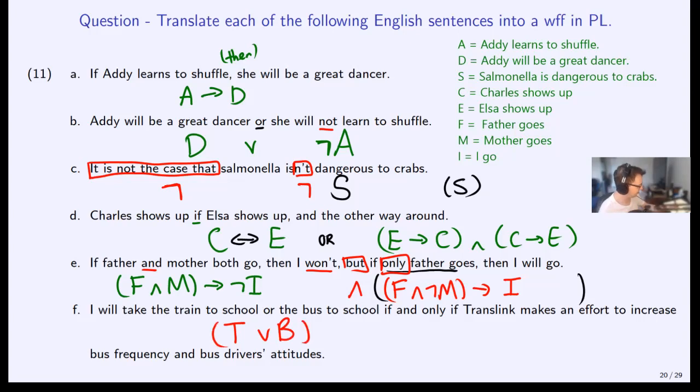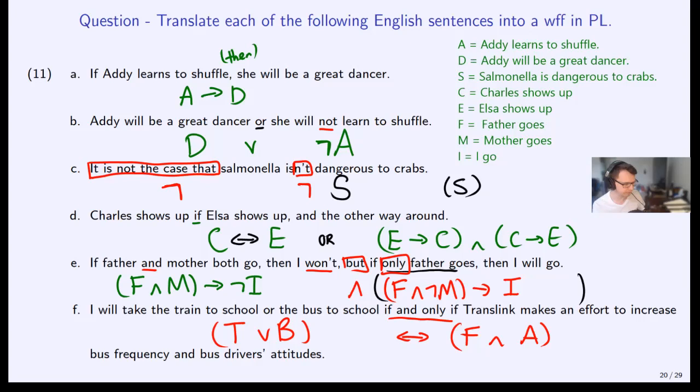If and only if, this is the biconditional arrow, translates, makes an effort to increase bus frequency. So that could be F, and bus driver attitudes, that could be A. So train or bus, if and only if, frequency and attitude. Although F has a lot of words in it, the translation happened to be nice and direct. So that one, kind of nice, even though it had the most words, was actually probably one of the least scary ones out of the final three.